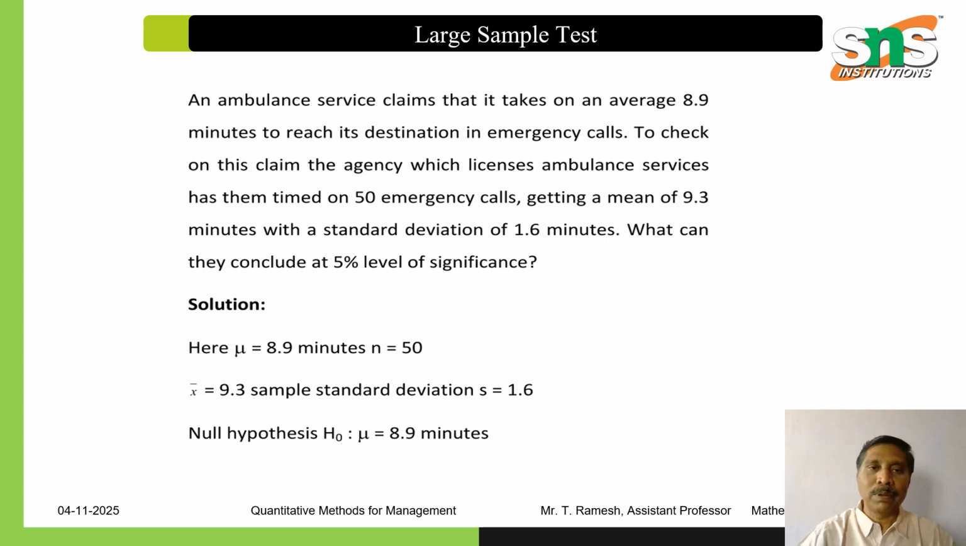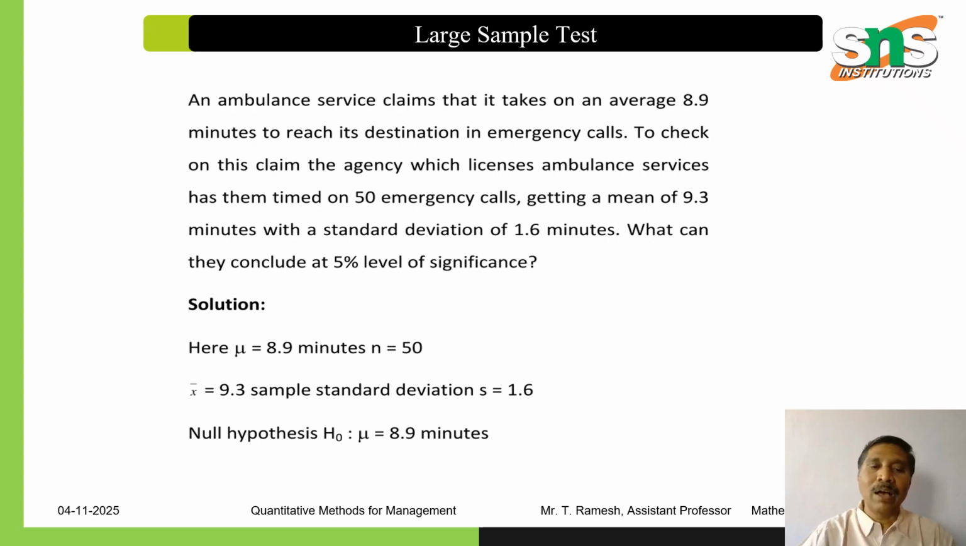We discuss the second problem. An ambulance service claims that it takes on average 8.9 minutes to reach its destination in emergency calls. To check this claim, the agency which licenses ambulance services has them timed on 50 emergency calls, getting a mean of 9.3 minutes with a standard deviation of 1.6 minutes. What can they conclude at 5% level of significance? So now we find the solution for this.